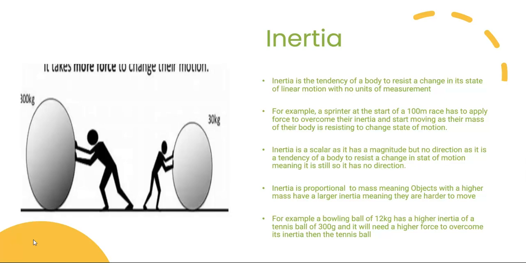Inertia is proportional to mass, meaning objects with a higher mass have a larger inertia, meaning they are harder to move. For example, a bowling ball has a higher inertia than a tennis ball. This is because the bowling ball weighs around 12 kg and a tennis ball weighs 300 grams. This means that the bowling ball has a larger inertia to overcome, meaning it's going to need a higher amount of force to overcome its inertia than the tennis ball.